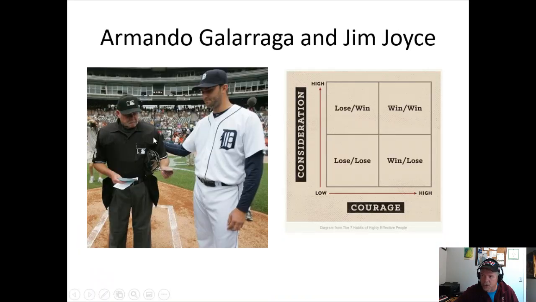So Jim Joyce was the umpire, Armando Galarraga pitching for the Detroit Tigers. And what happened was that last out, he got the call completely wrong. The guy was out. He was out by a mile, and he called him safe. And then what happened next was the whole point of this.